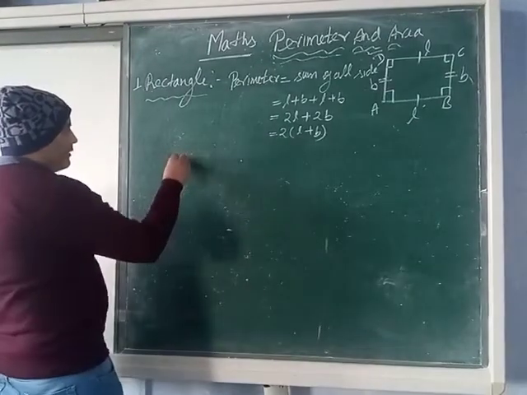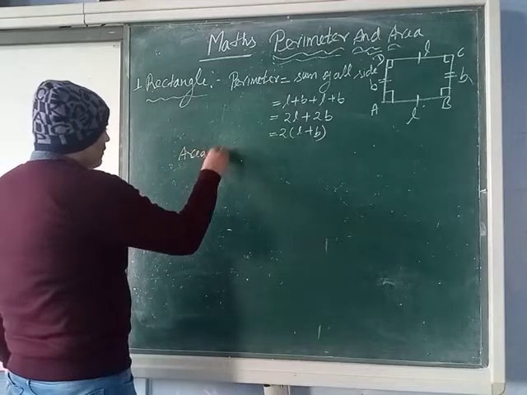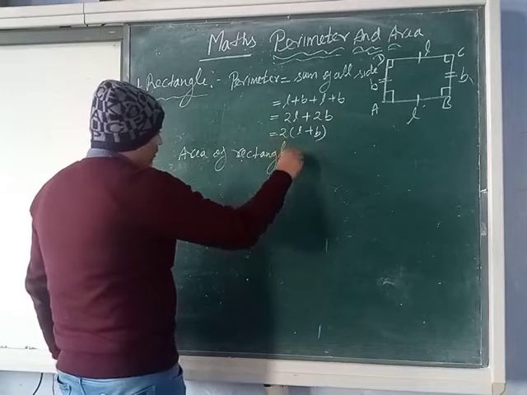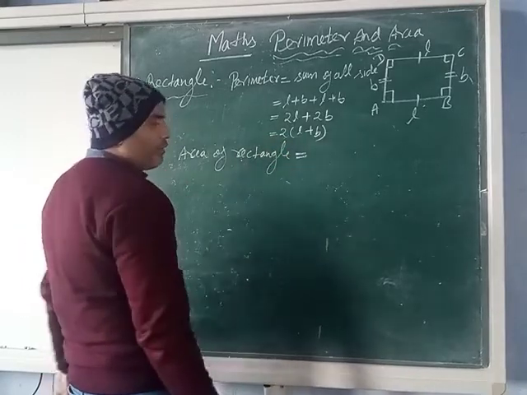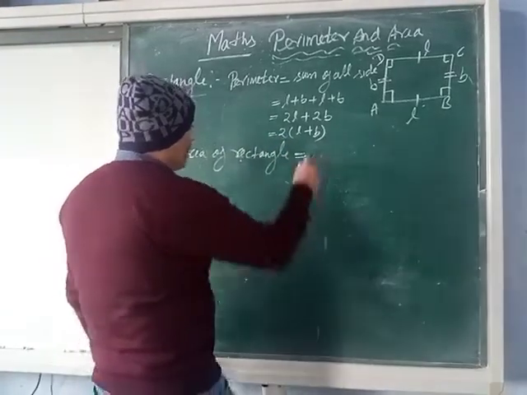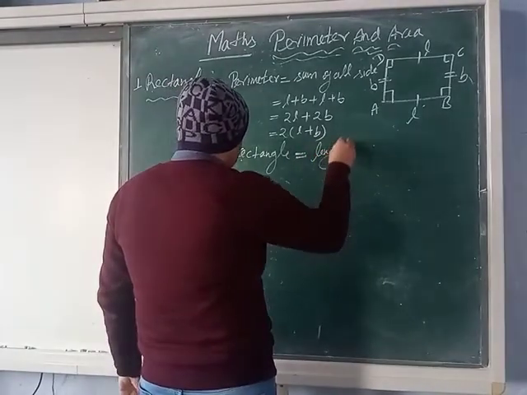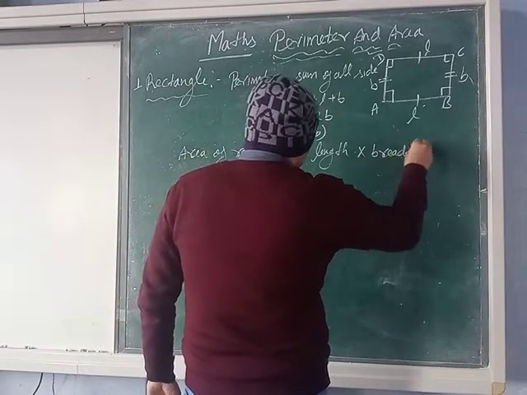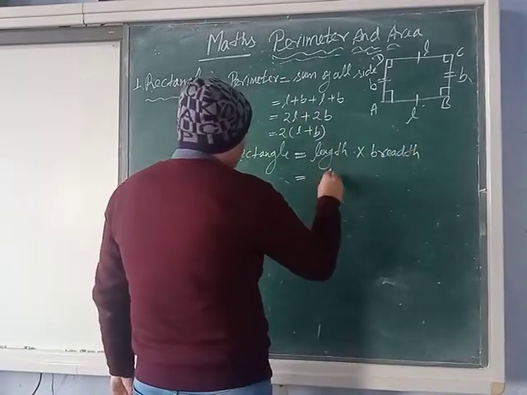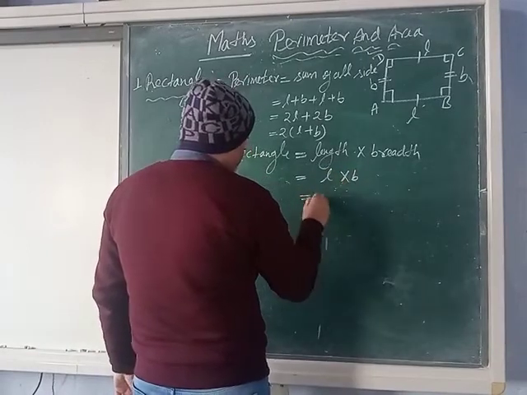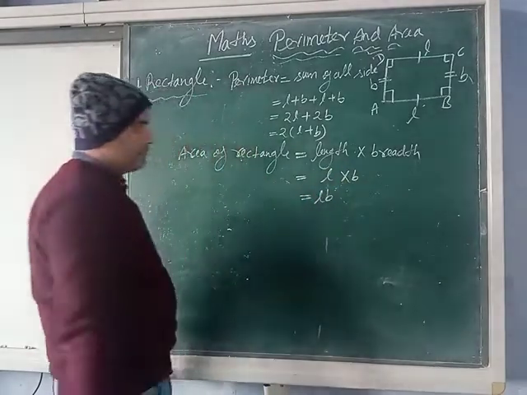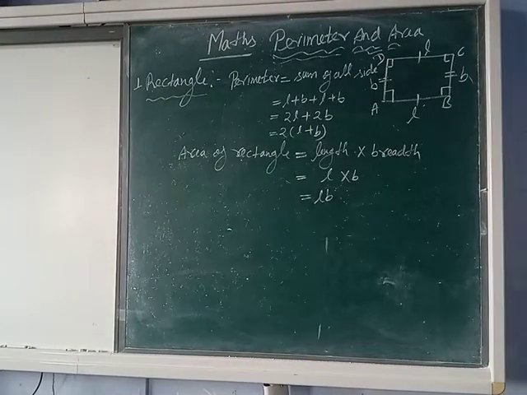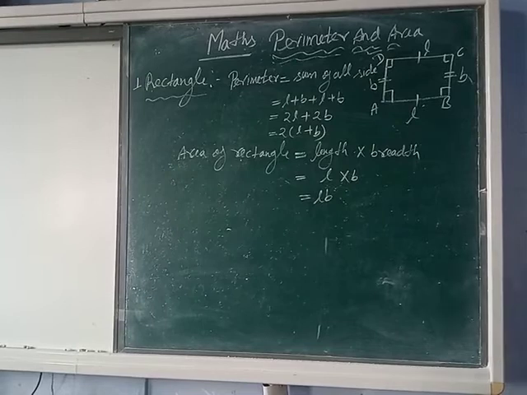Next is the area of a rectangle. To find the area of a rectangle, that is length into breadth. Length, breadth. Length is given as L and breadth as B, or simply you can write L into B. Okay. So this is the area of a rectangle and the perimeter of a rectangle.